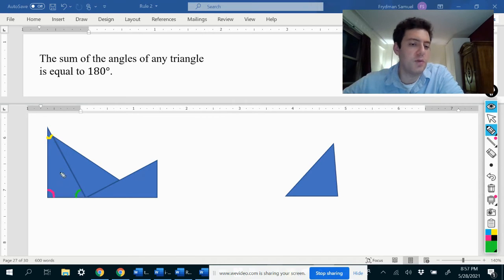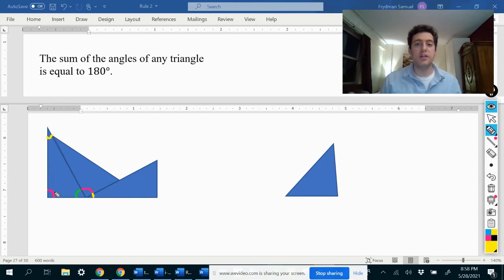Okay, so when we took the triangle and we copied it and we moved it like that, this angle over here is the same as this one over here. Okay, and then we made another copy, and this angle over here is the same as this angle over here. So you can see when we put them together like that, all three angles put together make a straight angle. Okay, this is a straight line over here. So this is 180 degrees. So the angles of the triangle add up to 180 degrees.